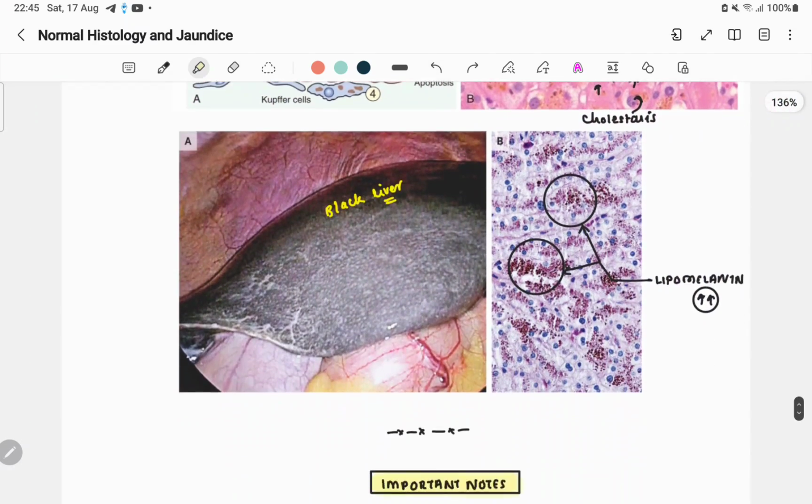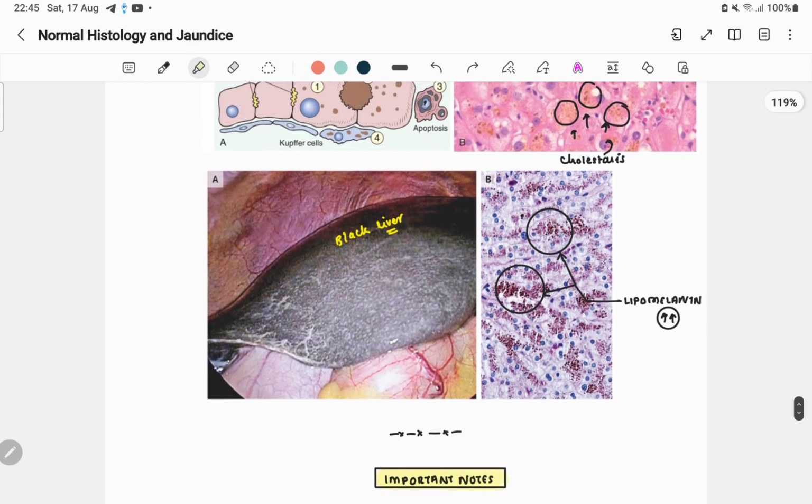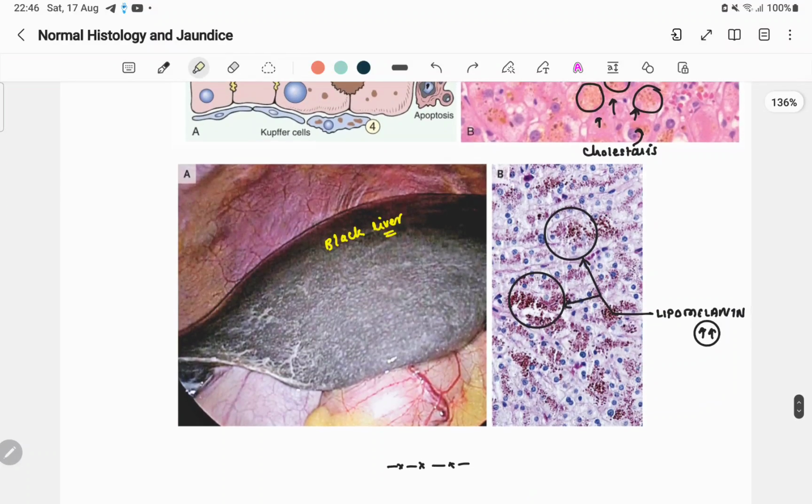So what is the gross appearance? Due to lipomelanin presence, due to the blackish discoloration, the liver will appear black. Black liver is the gross finding. Okay. So that was about the normal histology and the jaundice.